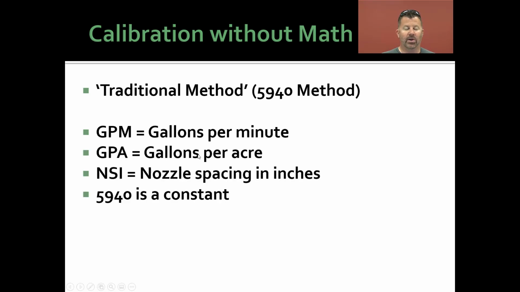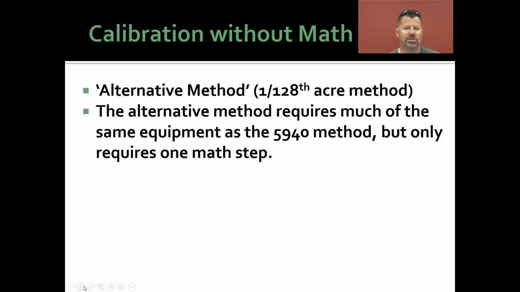GPM, gallons per minute; GPA, gallons per acre; NSI is nozzle spacing in inches; and 5940, guys, is a constant. Get used to it. Burn that number in your head just like you did the 43,560.